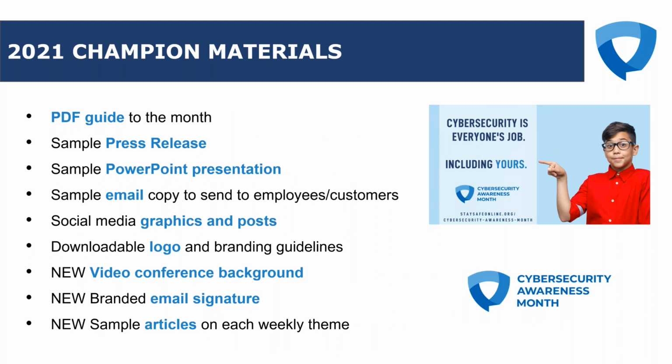So looking a bit closer at this year's toolkit, we have a ton of materials for our champions, including a PDF guide to Cybersecurity Awareness Month 2021, which includes a week-by-week breakdown of content, also story ideas, facts and figures, as well as a lot of great ideas for implementing your own activities and events, in addition to the ones we'll review on this webinar. Champions also receive a sample press release to announce your support and celebration of the month, a PowerPoint presentation similar to this one, which you can use at your own events and trainings.